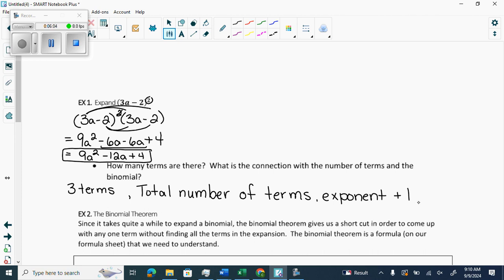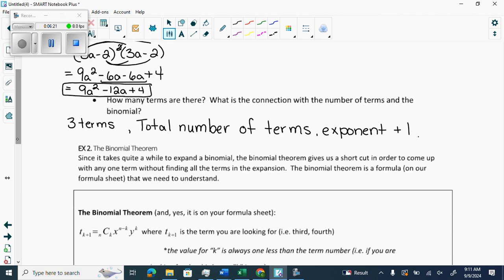And if you forget, expand out a binomial to the 2, right? If you expand a binomial squared out, you'll always get 3 terms, which is always 1 more than the exponent. Okay? So, since it takes quite a while to expand a binomial, the binomial theorem gives us a shortcut in order to come up with any one term without finding all the terms in the expansion. The binomial theorem is on our formula sheet that we need to understand.